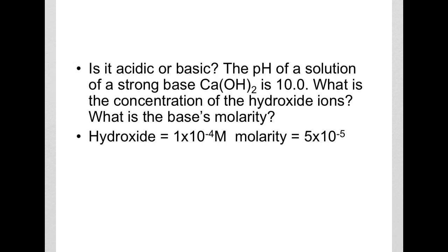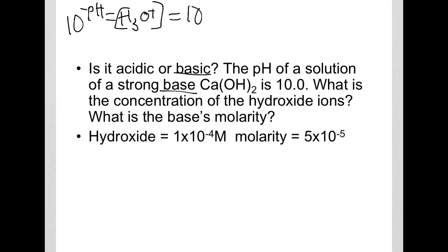Alright, so next in line. So we have a pH of a base. That's why you know it's basic. So at 10.0, again the pH is going to tell us only about the hydronium. So 10 to the negative pH tells us about hydronium. And so if that's true, 10 to the negative 10 is equal to 1 times 10 to the negative 10, and that's for the hydronium.